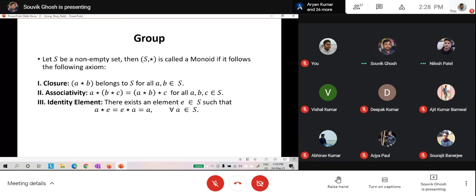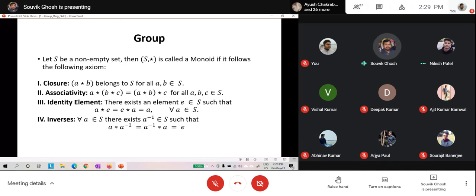So for a group, it must be a monoid with one added property, which is the inverse property. What does it say? It says that for all elements A belonging to the given set S, there exists A inverse, that is, there exists one element which, if we operate it with the element A, we get back the identity element.